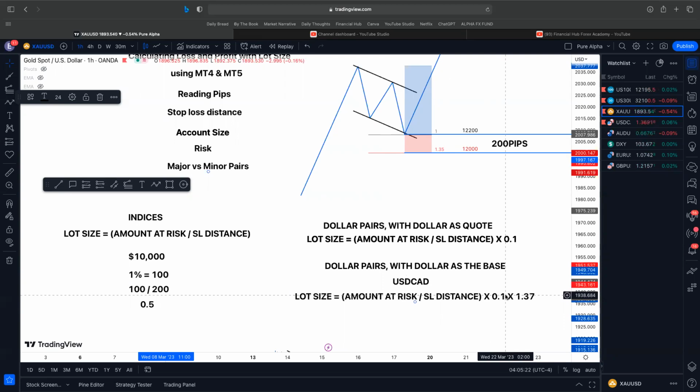But for me, this is what I normally do, and that is how we calculate position sizing with respect to your stop loss distance, with respect to the account size, with respect to risk, and with respect to whether it's a major pair, a minor pair, or indices.